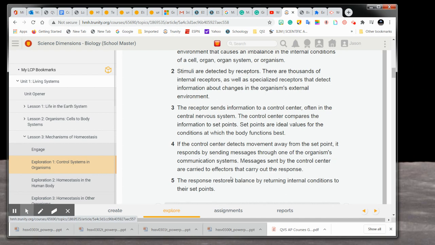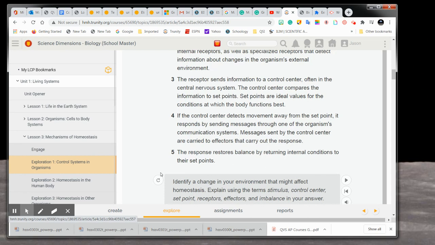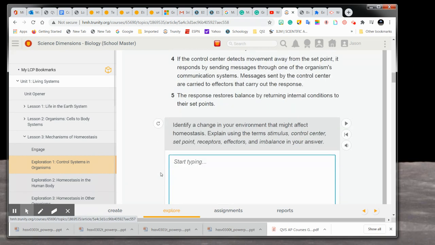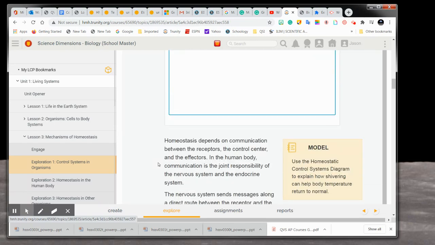All right. So five, the response restores balance by returning internal conditions to their set points. Okay. So it's all about maintaining balance. So we pick up some type of stimulus. The control center processes information and compares it to a set point. And these receptors are the parts of the cell or the organism that are picking up this information and sending that information out from the control center to these effectors, which coordinate a response and try to make sure that the system is now balanced again.